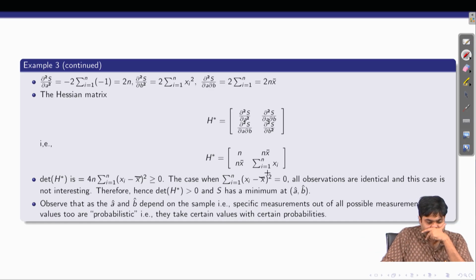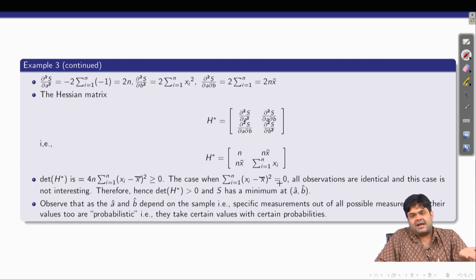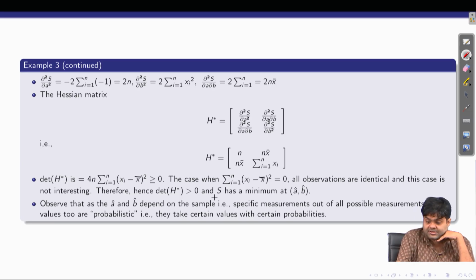Now, this sum of squares is greater than or equal to 0, and when is this sum 0? When all the observations are the same as x bar, which is an uninteresting situation where all observations are identical. So, we discard that case. For all non-trivial cases, this is always positive. So, this is a local minimum using the calculus. So, this is the method of least squares that gives you a good fit.